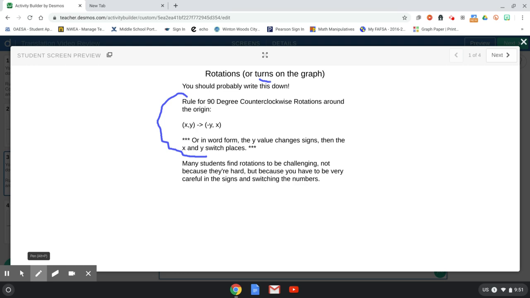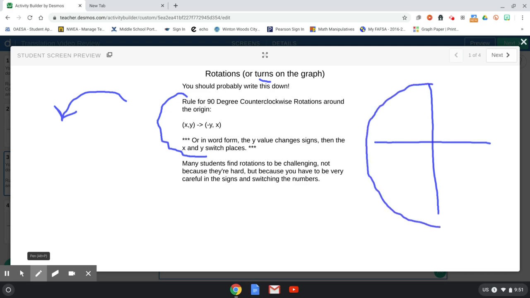Now, when you rotate something, you can either go clockwise, which is the same direction the hands on a clock move, or what we're going to be focusing on in 8th grade, turning counterclockwise, which is backwards compared to the clock. Now, a 90-degree turn: 360 degrees is all the way around. Well, 90 degrees is one turn. So it's going from here to here.